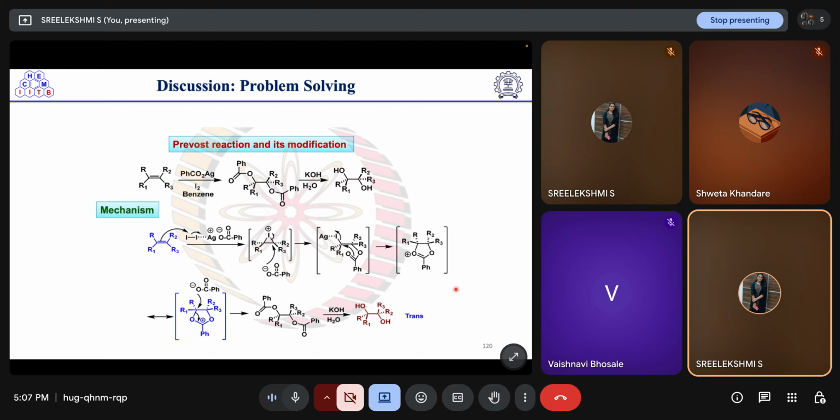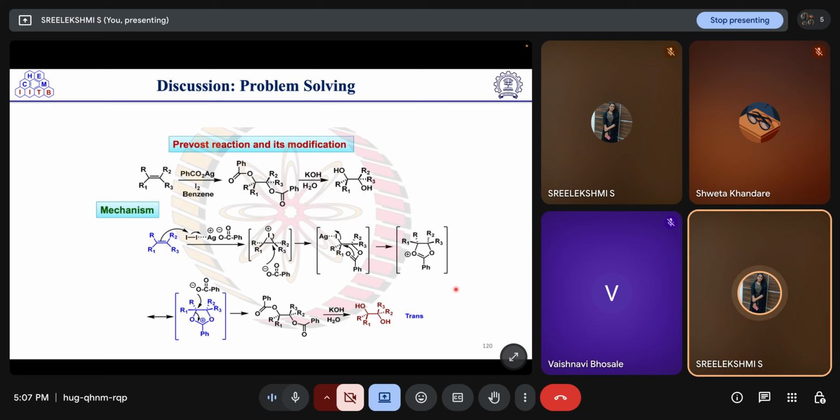Okay, I will move ahead. So one problem with this reaction is that the silver salts are quite expensive. That is one problem with this reaction. Otherwise, this is a very straightforward way for the conversion of alkene into diol. Mostly we will be getting trans diol in almost all the cases.